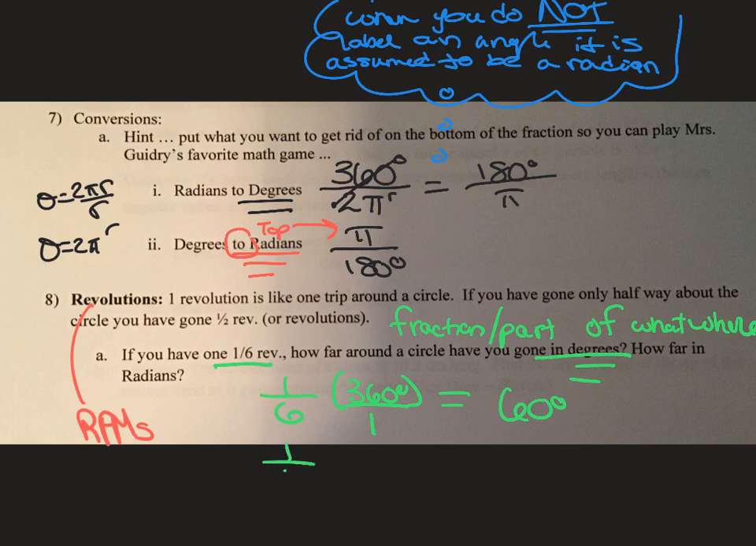Same idea for radians, I have 1/6 of a revolution, a whole circle. Again, we're using this right here that we know that there's 2 pi radians in a circle. So now I'm going to have 2 pi over 6, which means there's pi over 3 radians. Not so bad.